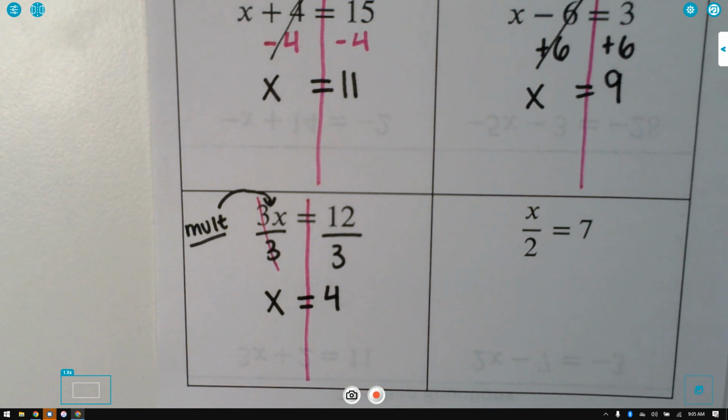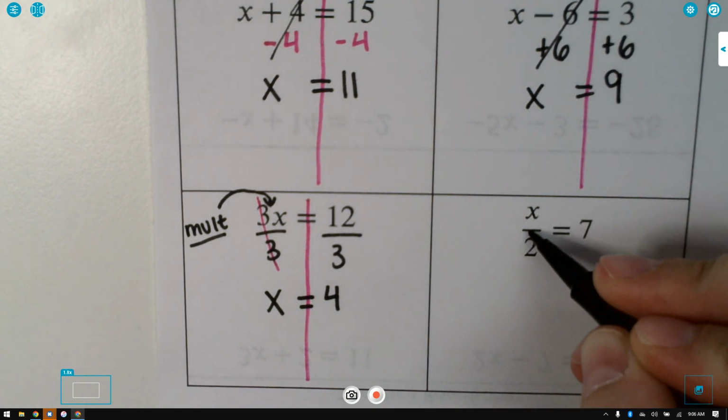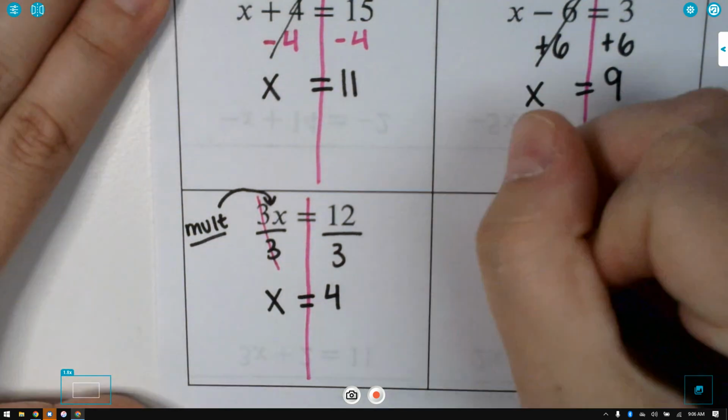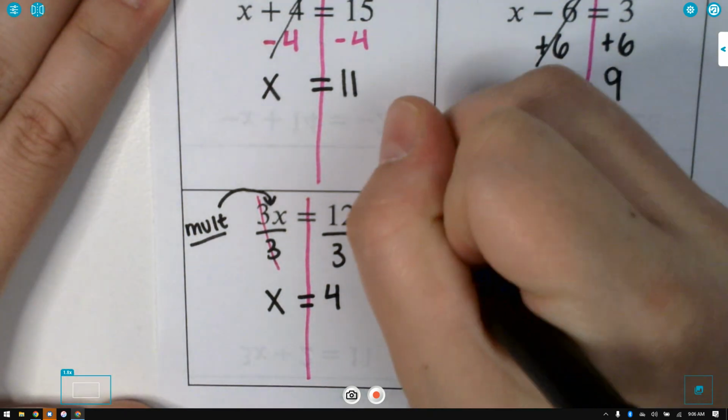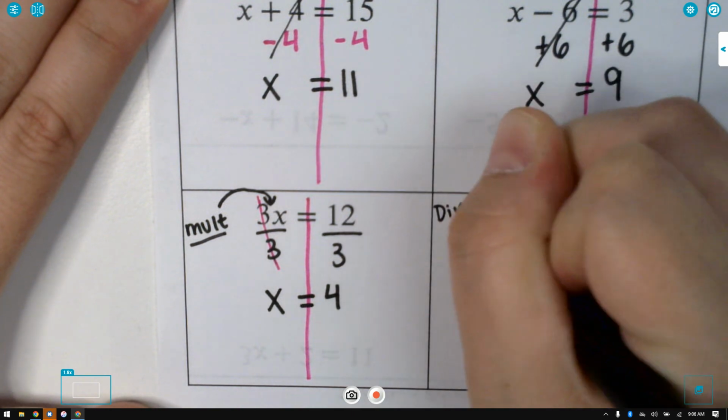Okay, last one on this side, and then we'll dive into those 2-step ones. We've got x over 2 equals 7. What operation is happening between that x and that 2? Division. It looks like a fraction. Fractions are just division. Nothing to be scared of. So this is division. x divided by 2. Opposite of dividing is multiplying. So if you need to write a note to yourself that this is division, you can. We're going to multiply both sides by 2.